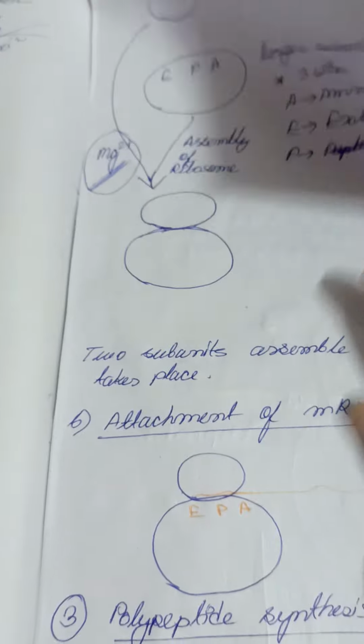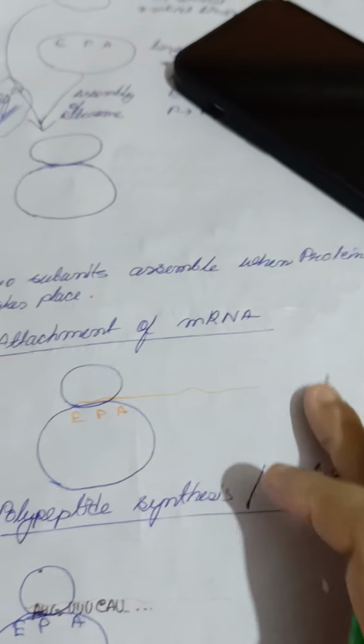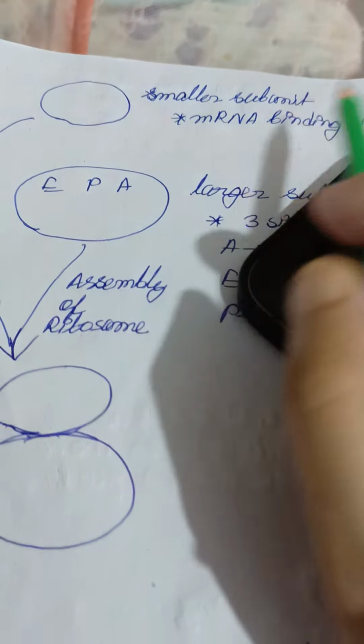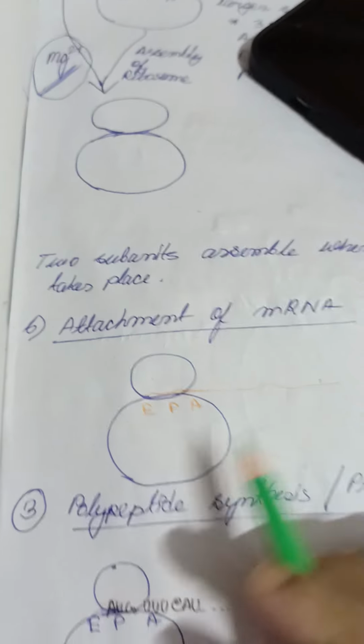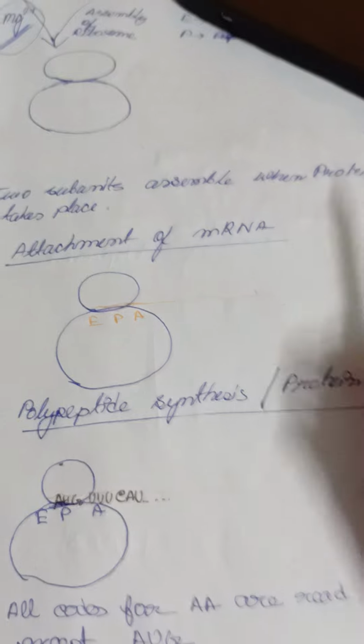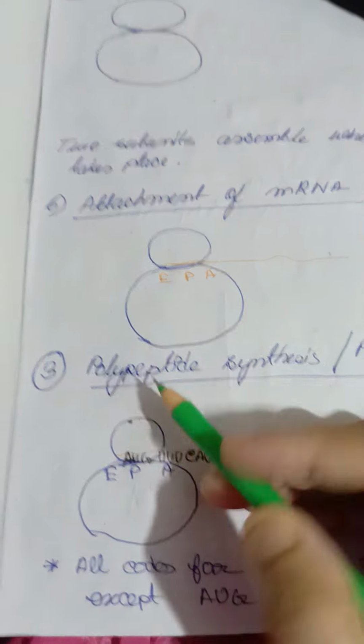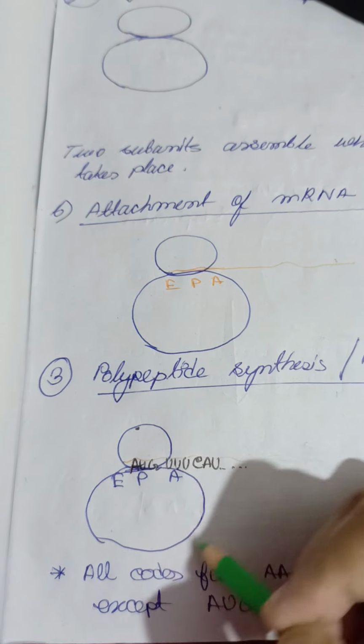And the next step, what happened? The next step is the attachment of mRNA. As I told you, the mRNA will bind in the smaller subunit. In the third step, the polypeptide or protein synthesis, the polypeptide or protein will now be synthesized here. So this is the smaller subunit, this is the larger subunit.